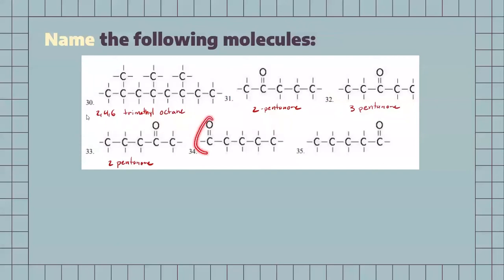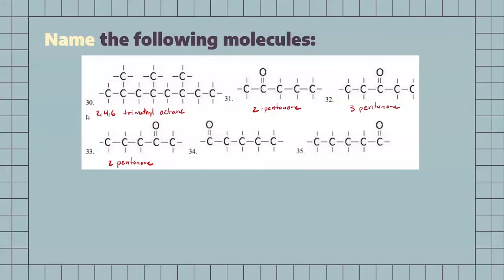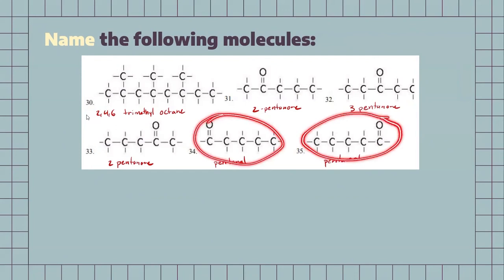34, again, this is not going to be a ketone. This has a hydrogen on this side. It'd be an aldehyde. So this would just be pentanal. Our aldehyde is going to be on carbon 1. 35, still have that aldehyde group on carbon 1. So this would also be pentanal. But these 2 molecules are the exact same one, just flipped.